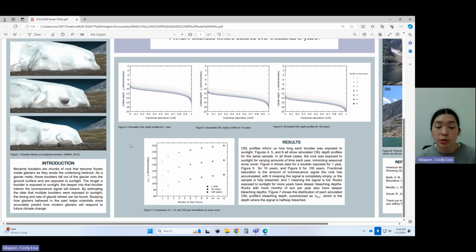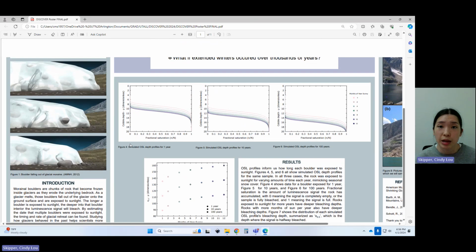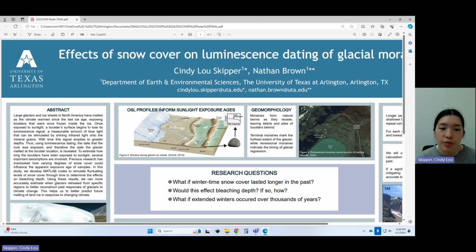By estimating the date that multiple boulders at multiple locations were exposed to sunlight, we can find the timing and rate of glacial retreat. Studying how glaciers behaved in the past helps scientists more accurately predict how modern glaciers will respond to future climate change. OSL profiles inform sunlight exposure ages. So this is a rock which could be taken from a terminal moraine, which is the furthest extent that the glacier reached, and we can find how sun exposure affects the depth and the OSL intensity.